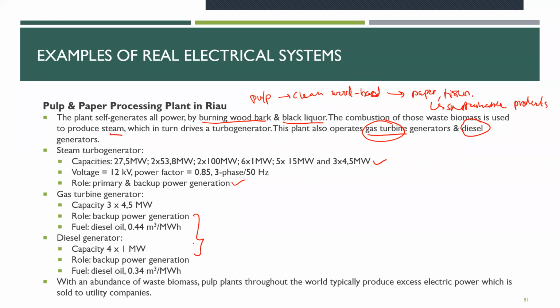Okay. So with an abundance of waste biomass, power plants throughout the world typically produce excess electric power. In this case, it not only fulfills the plant's own electrical demands from the pulp and paper processing, but they actually produce excess electric power, which is commonly sold to the utility companies. For example, they can sell the excess electric power to PLN, or distribute it to other companies or industries that need more electric power to run their process.